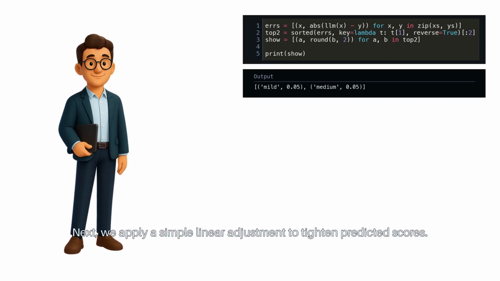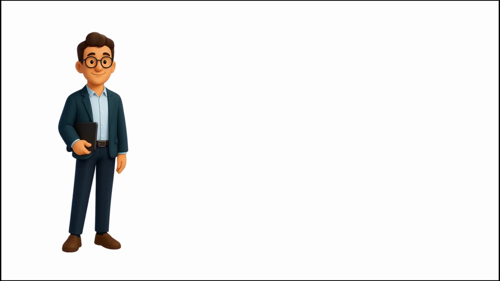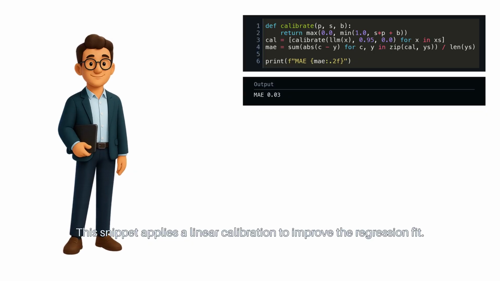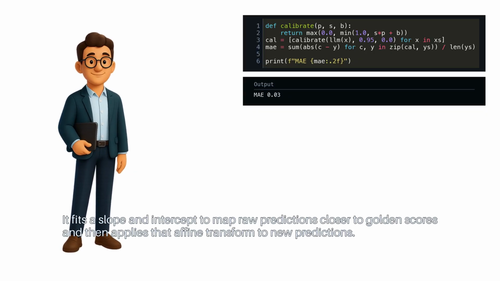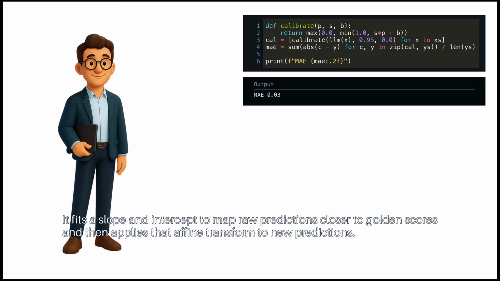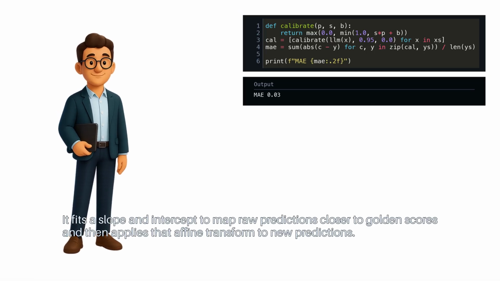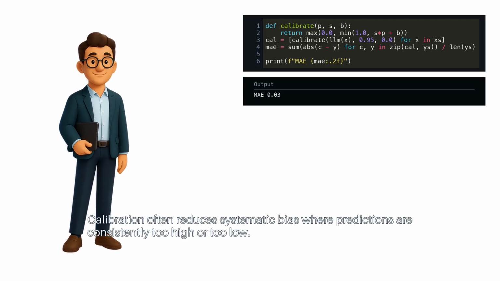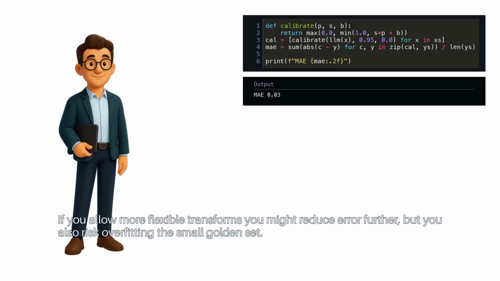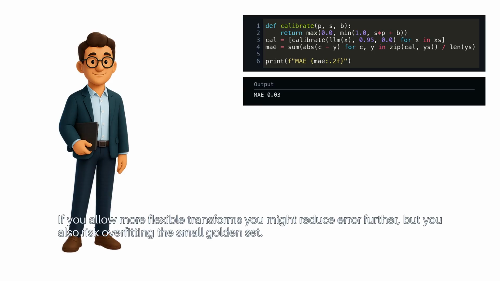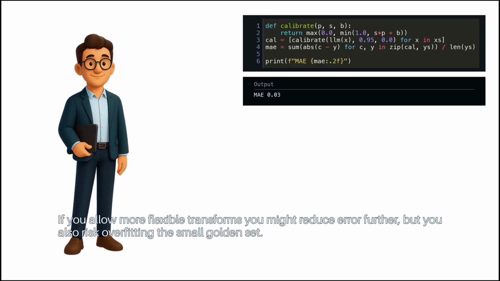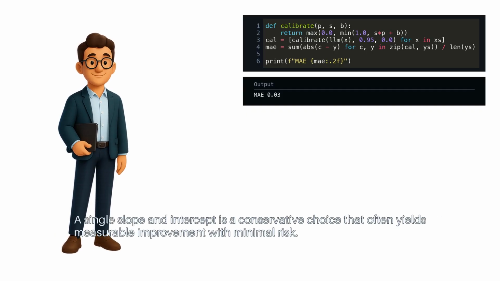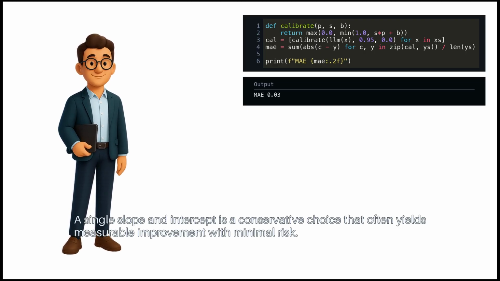Next, we apply a simple linear adjustment to tighten predicted scores. This snippet applies a linear calibration to improve the regression fit. It fits a slope and intercept to map raw predictions closer to golden scores, and then applies that affine transform to new predictions. Calibration often reduces systematic bias where predictions are consistently too high or too low. If you allow more flexible transforms, you might reduce error further, but you also risk overfitting the small golden set. A single slope and intercept is a conservative choice that often yields measurable improvement with minimal risk.